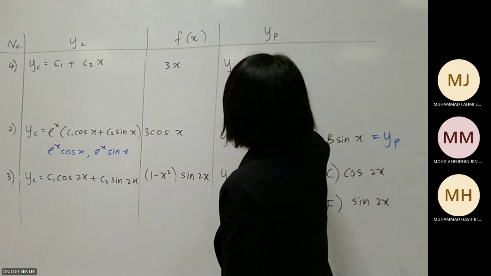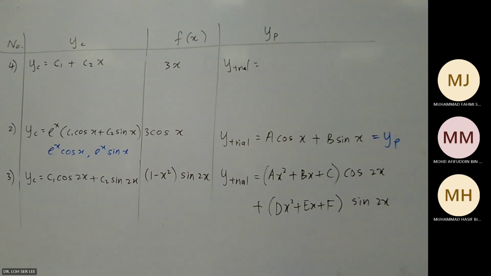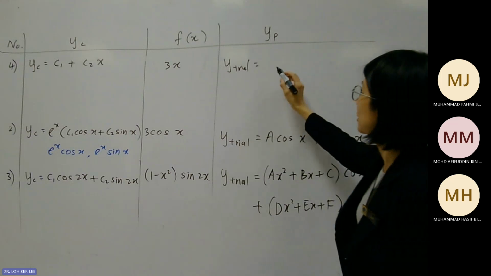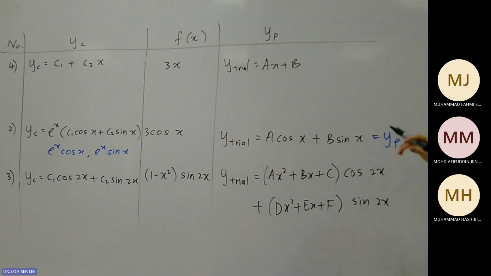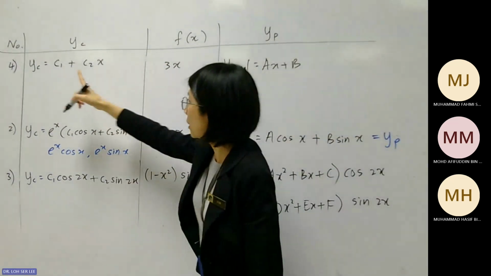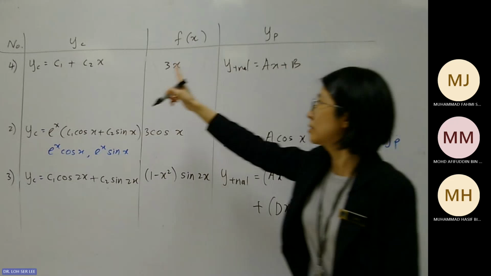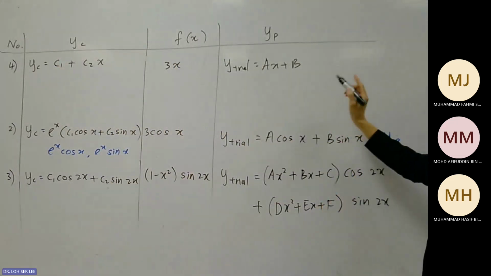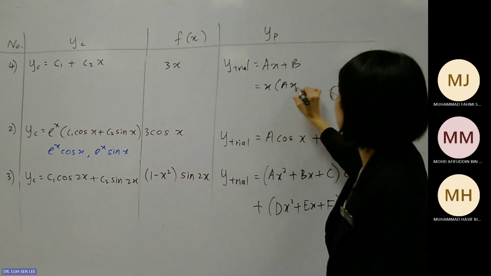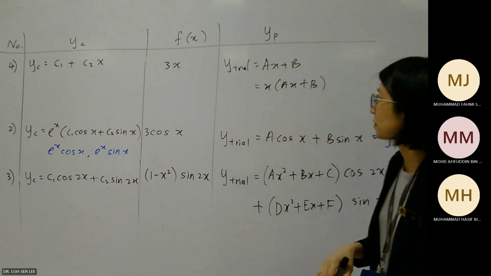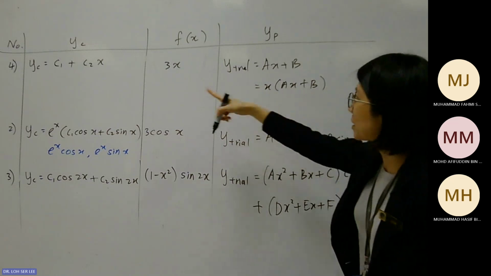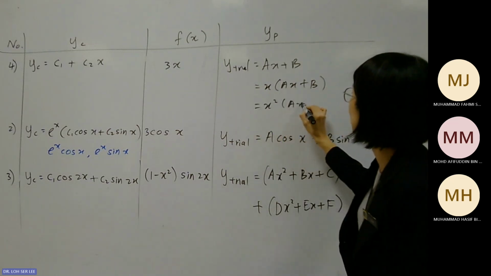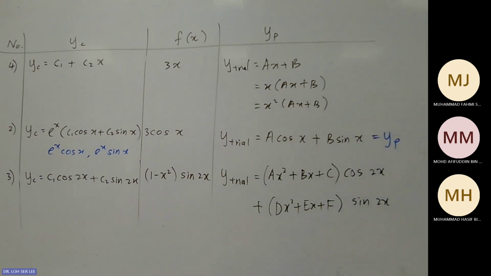Okay, this one. What's your Y trial for 3x? The Y trial is AX plus B. Is there any duplication? Yes. X, and also this one, the constant also duplicates with the constant. So you need to insert X here. Any more duplication? Yes. Here, BX with the X. So X squared, AX squared plus BX.